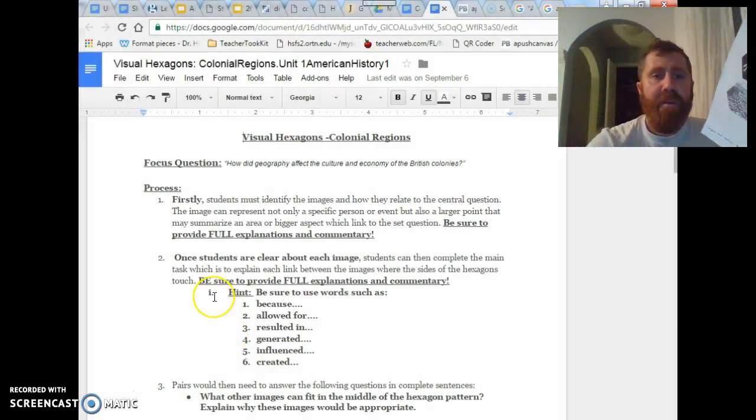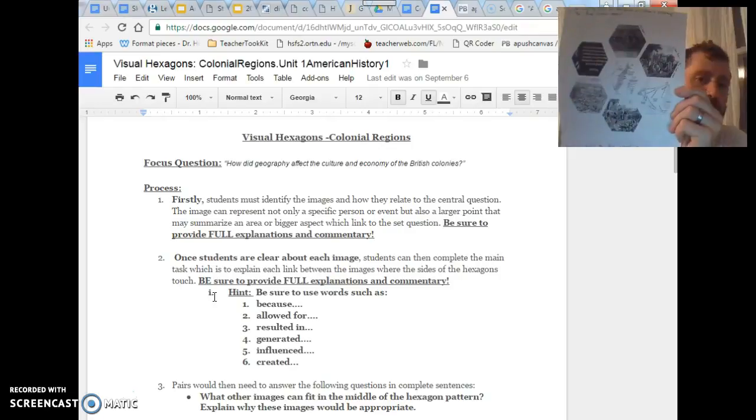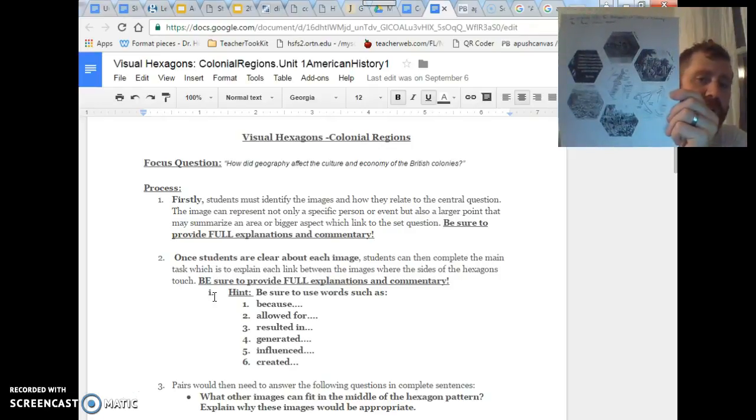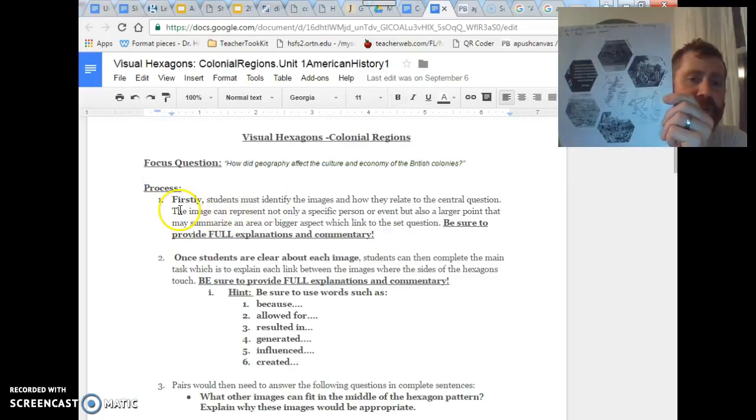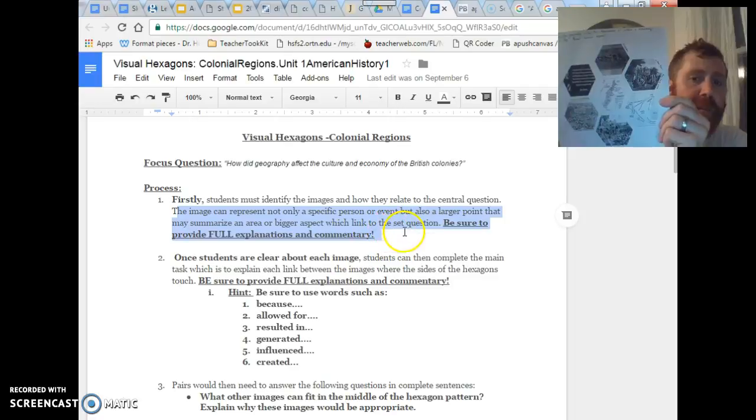All right. So the first thing that you need to do is to identify the images and how they relate to the central question. Remember, the central question is, how did geography affect the culture and the economy of the British regions? It's something that's key here that students sometimes get tripped up on. The image can represent not only a specific person, but also a larger point. It may summarize an area or a bigger aspect which links to the set question.